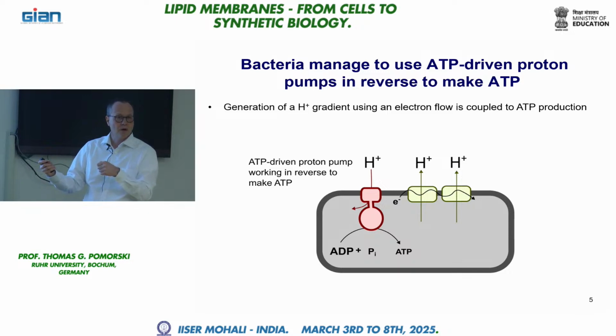Remember, we talked yesterday about ATP-driven pumps. There are 3 types. And there was basically one example, the F-type and the V-type ATPase, where the F-type works in reverse. So that would be a reverse-working ATPase that now makes ATP.